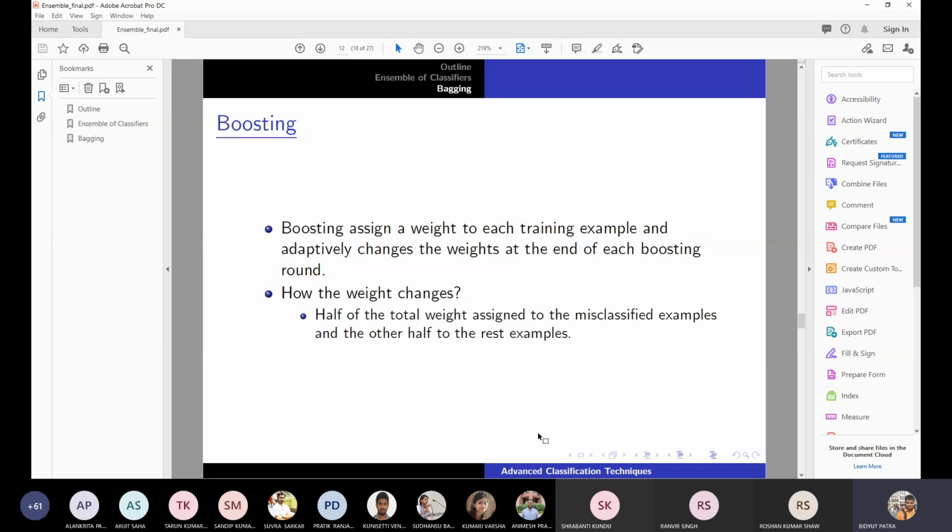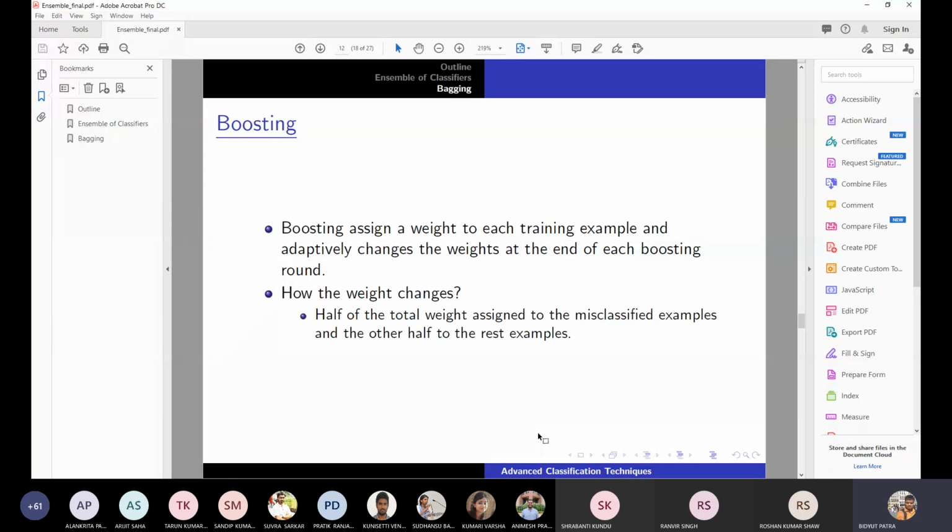So therefore for each point or each sample will have some weight. Okay, so how does the weight change? So here the idea is that half of the total weight is assigned to the misclassified samples and the other half to the rest of the samples. That means suppose in the first step you take 10 points and you have only the 10 points in the training data set. Okay, so now what you do, and as I said, you use the replacement technique also.